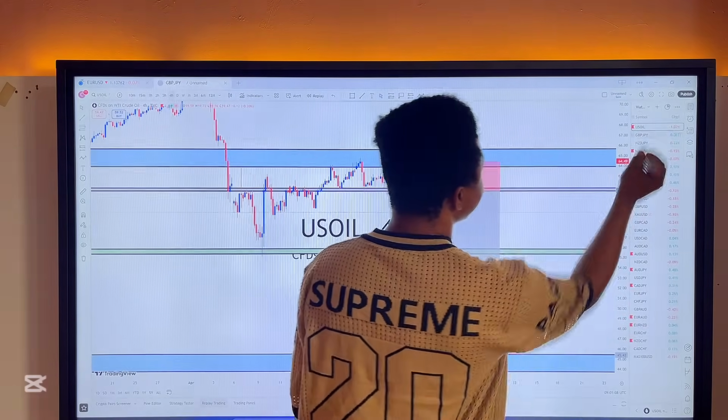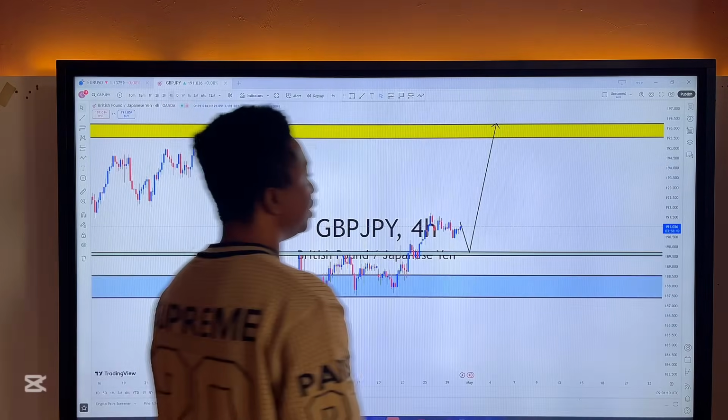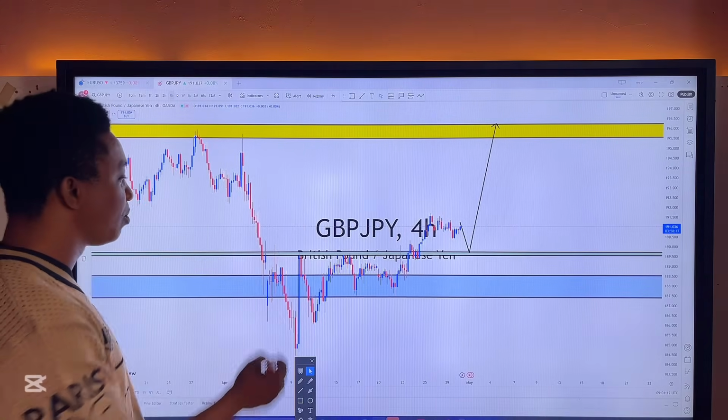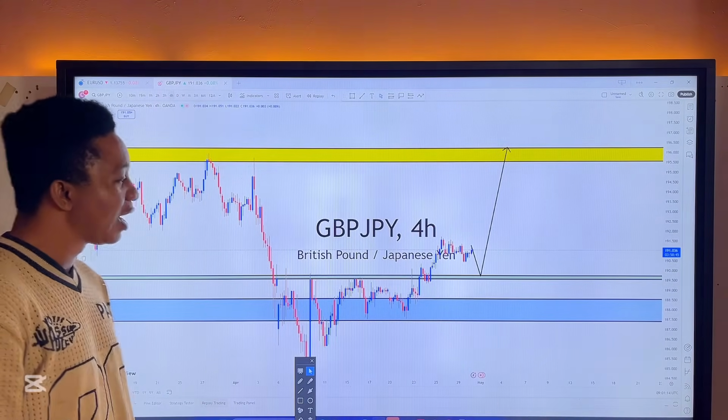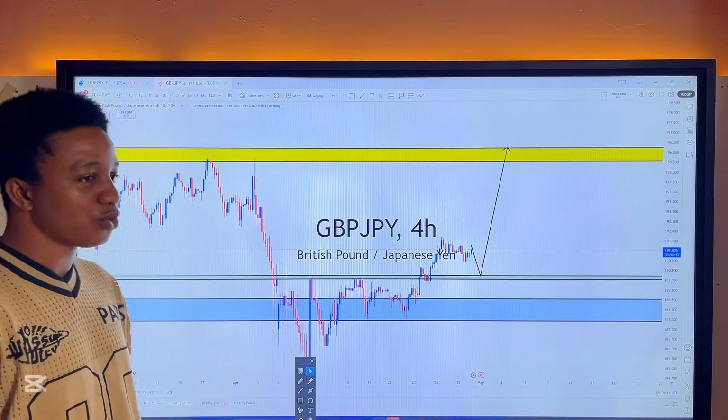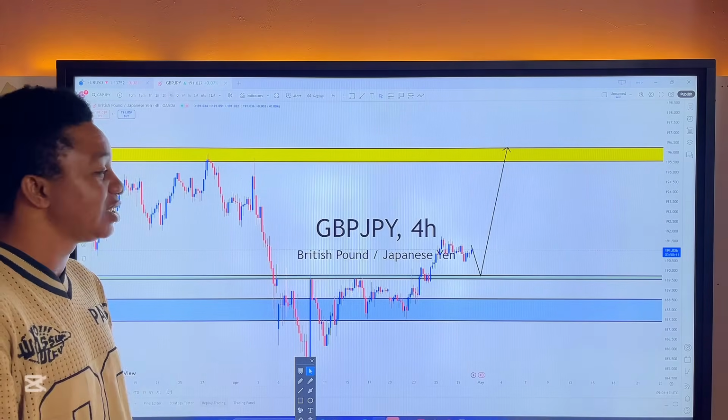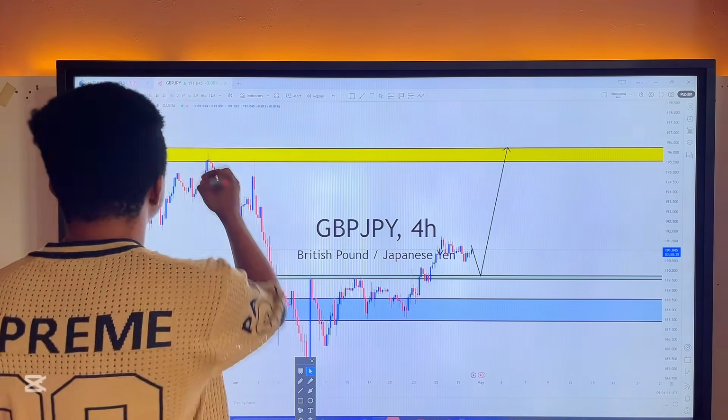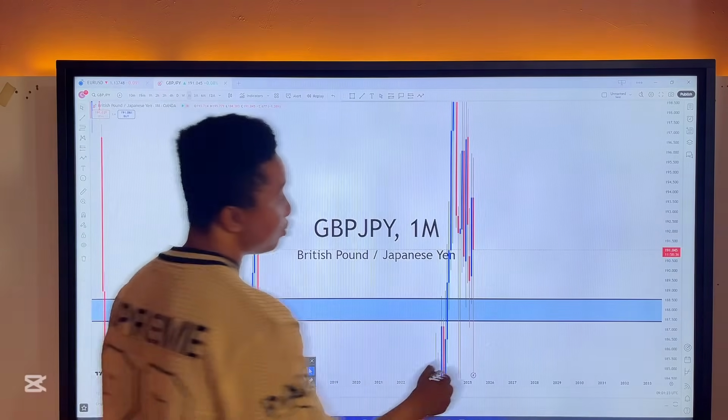Next pair on the list is going to be GBP JPY. Last week, we had our stop loss set on GBP JPY. But let's talk about this week's GBP JPY. So what is price doing? Is price still moving in that same direction, or has the direction changed? Let's find out as we take you through the monthly time frame.